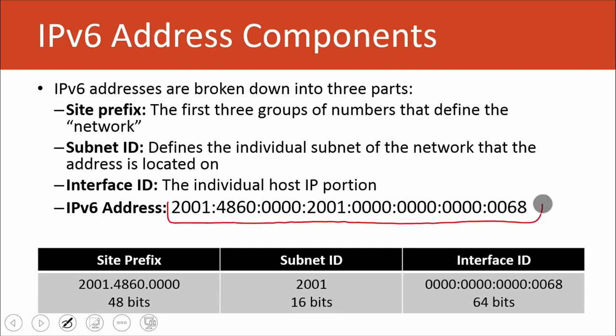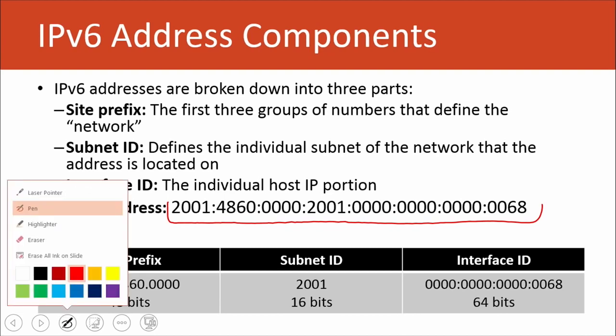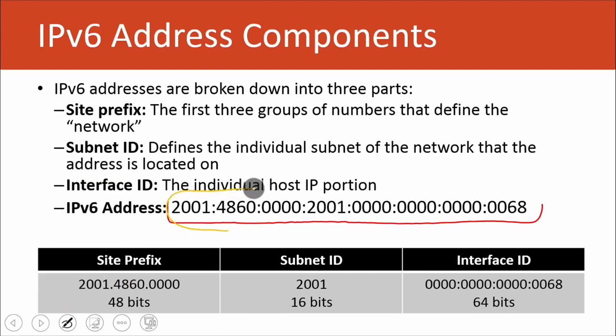of an IPv6 address, okay? There's a site prefix, so the first 3 groups, these right here, make up the site prefix. Then we have a subnet ID, which seems much simpler than our subnets with IPv4, right? Maybe not. And we have an interface ID, which is the actual host portion of the address.